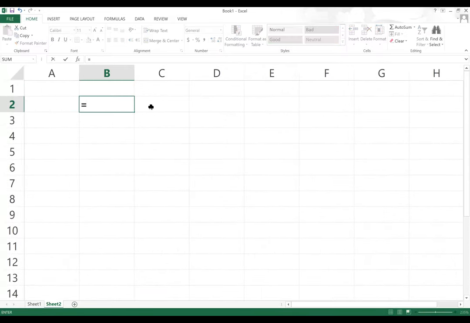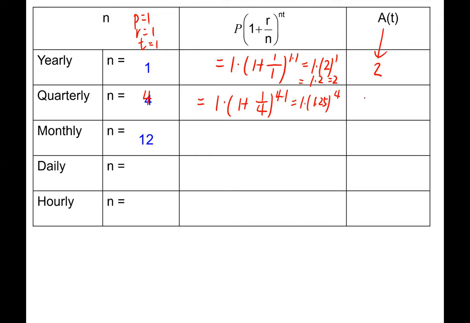Okay, so we do one times 1.25 raised to fourth power. Okay, and this turned out to be 2.441406. I want you to finish the rest of them, right?